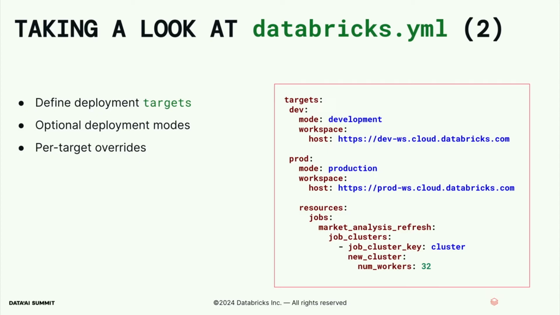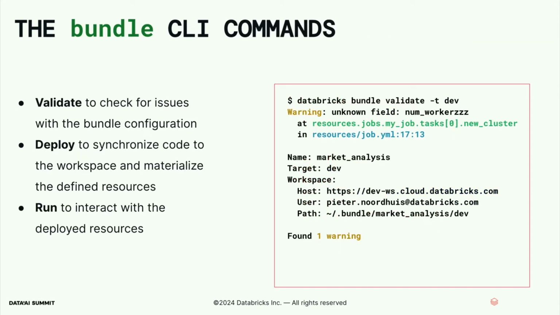You see here that the workspaces are overridden on a per target basis, allowing you to use different workspaces for different targets. Perhaps that's a setup that you have. It also allows you to override the job cluster here to have 32 workers instead of 1 or more. And this piece of configuration is merged into the base configuration to get the final configuration.